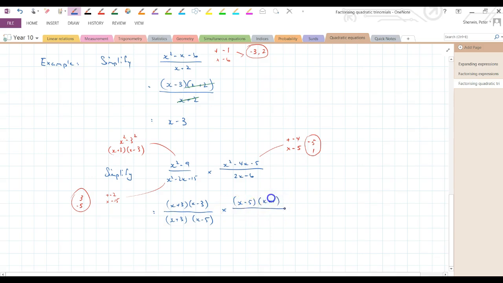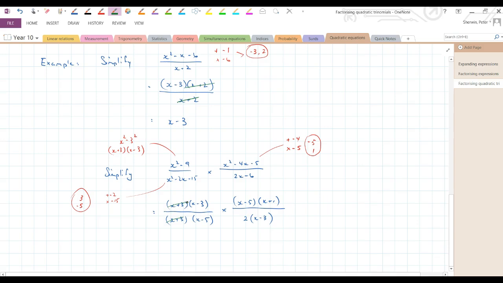We've only got one to go, and it's an easy one. It's not a quadratic. It's just a standard old 2x minus 6. Take the 2 out. x minus 3 goes inside. Wonderful. Now, where are my common factors? x plus 3 and x plus 3.